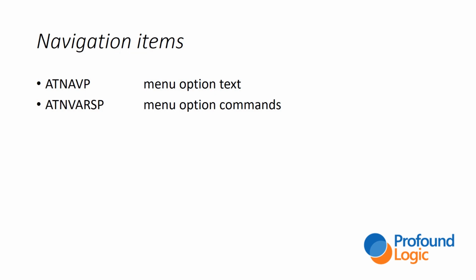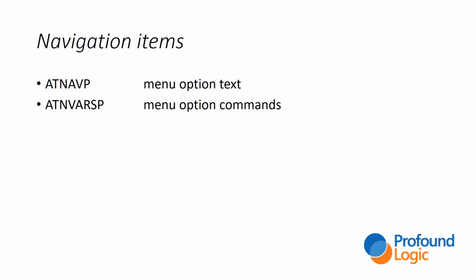The Atrium file for navigation items is ATNAVP. The text description for an option, that is what a user sees on an IBM i menu, goes in ATNAVP. I'm also using file ATNVARSP, the macro variables file, to store the command behind the menu options. I'll tell you more about this file in a minute. Each file has one row per navigation item.